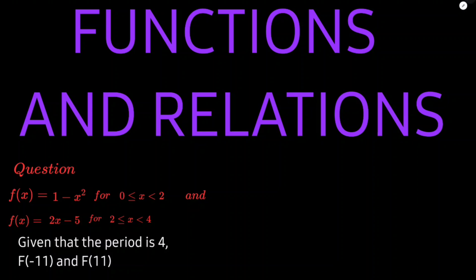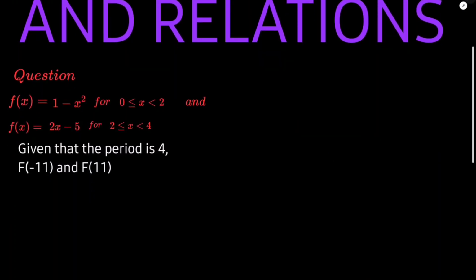In this video, we are going to solve a question under periodic functions. The question is, we have f of x is equal to 1 minus x squared for x greater than or equal to 0 and x less than 2, and f of x equal to 2x minus 5 for x greater than or equal to 2 and x less than 4. Given that the period is 4, we should find the values of f of minus 11 and f of 11.